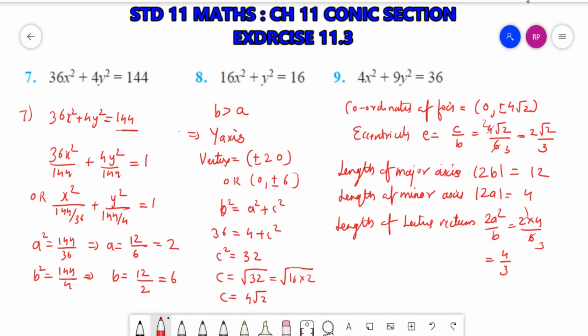So just note it down. Okay, now question number 8 and 9 both are similar to question number 7, so you have to solve them by yourself. So based on question number 7, solve questions 8 and 9 by yourself. Okay, now let's move to the next one.